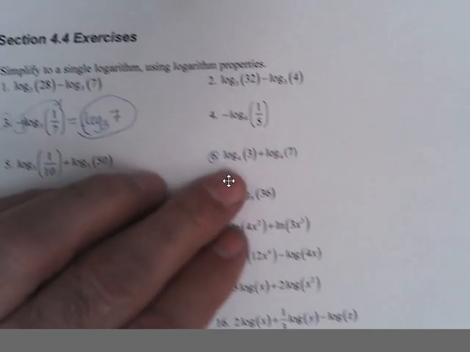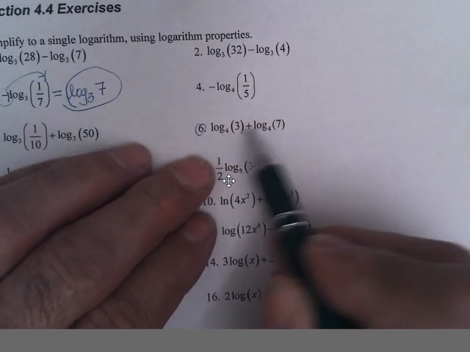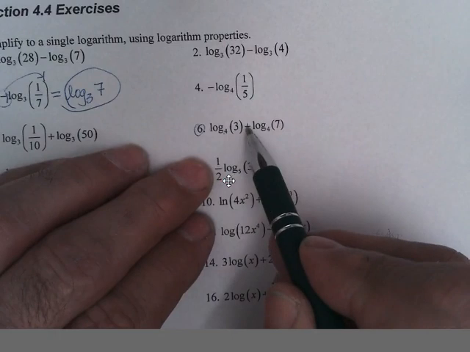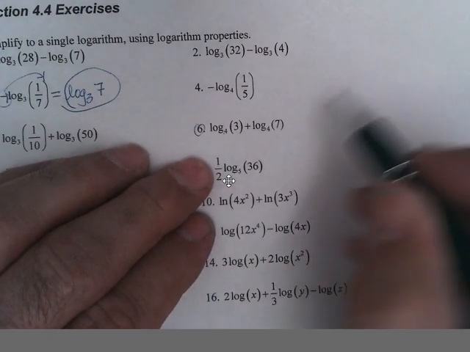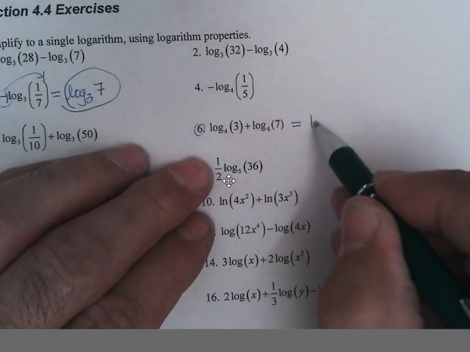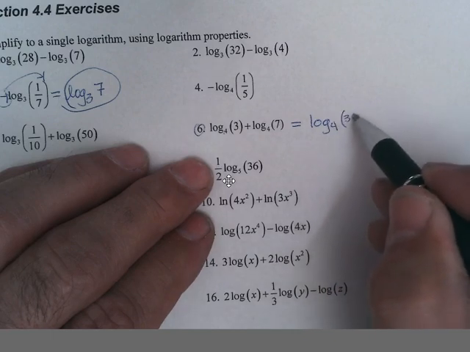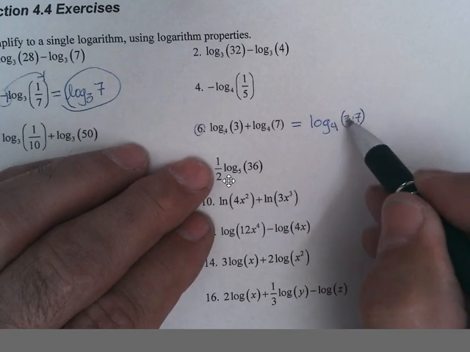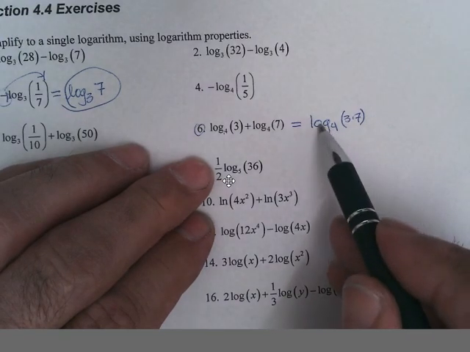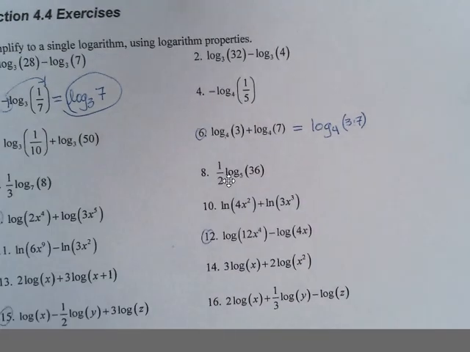All right, number 6. Both base 4, when you add, that's what you get from the log of a product. So this is log base 4 of 3 times 7, which is 21. So you could just write 21 there. And that would be a single log base 4 of 21.